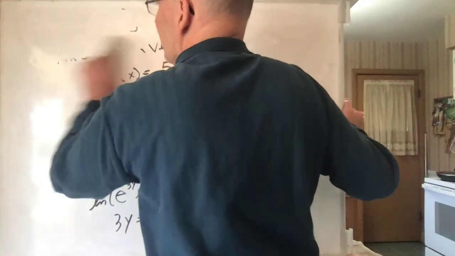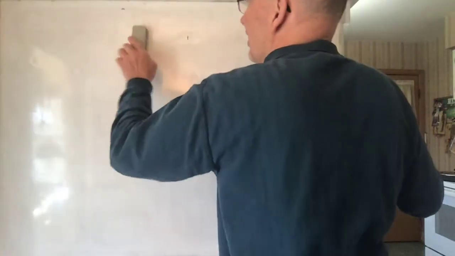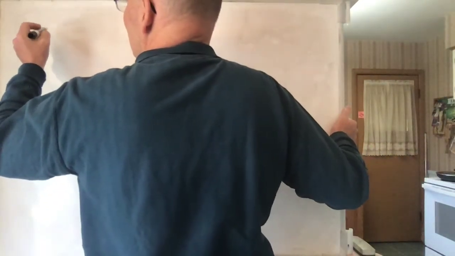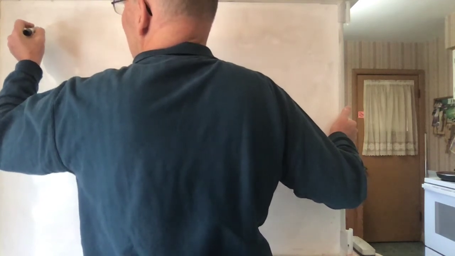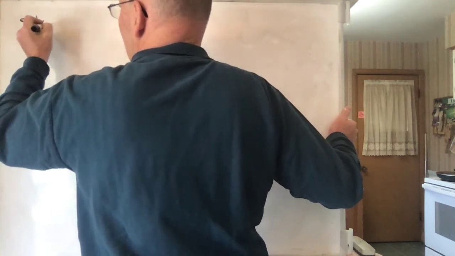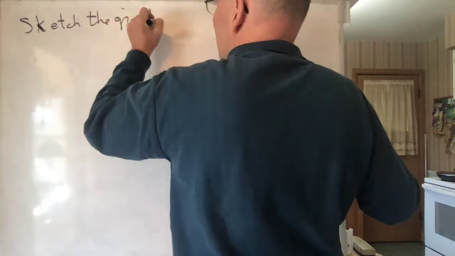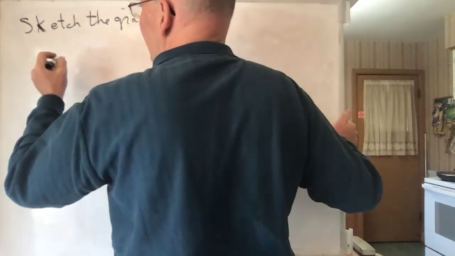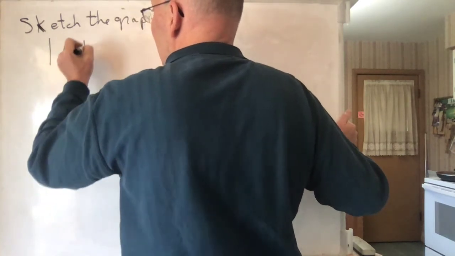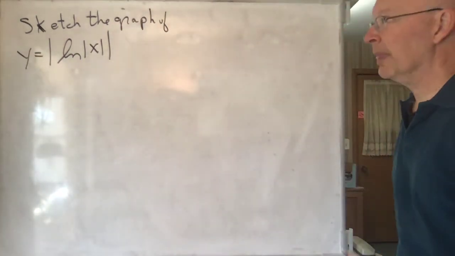Let's try 2 more problems. Graphing. What about this one? Let's do this one. Sketch the graph. Here's one of my favorite problems. Of the absolute value of the ln of the absolute value of x. Sketch the graph of that. What does that look like?